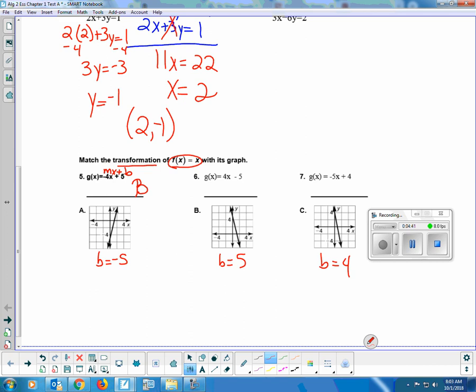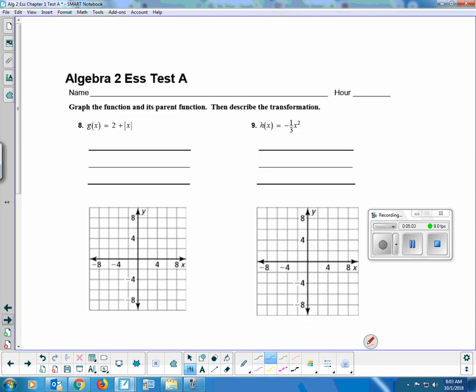Number 6 looks like that must be A. And number 7 then would be left for C. Oh, that can't be right. Yes, for C. Double checking their slope. B is a negative slope, A is a positive slope. C is a negative slope, so it should work. Let's take a look at the next page.